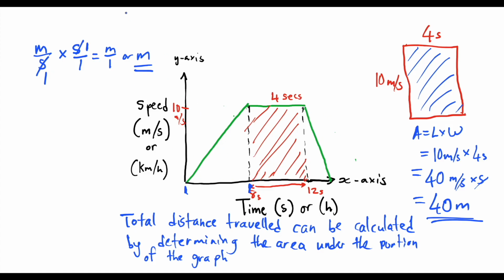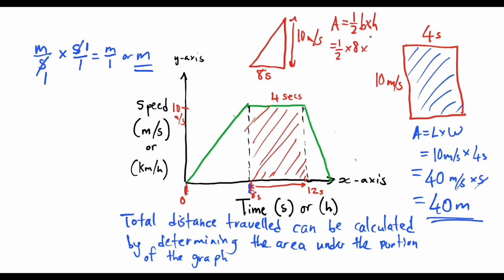So for instance, let's look at this part again. What shape do we have here? We are saying that from here to here was 8 seconds, right? So this would have been starting at 0 and going to 8 seconds. And the top speed at this point was 10. So this shape here is a triangle. From here to here is 8 seconds. Perpendicular height will give me 10 meters per second. Now, how do you find the area of a triangle? The area of a triangle is half base times height, perpendicular height. So in this case, it's going to be half times 8 times the height, which is 10.